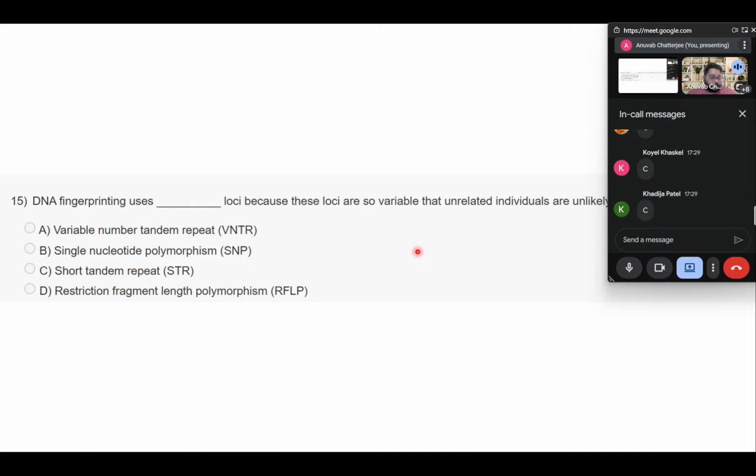Does anyone have any guesses for this? Okay, Chanda, Srijani, Khadija, Koel, Jyoti, and Ruksha all say A, VNTRs.